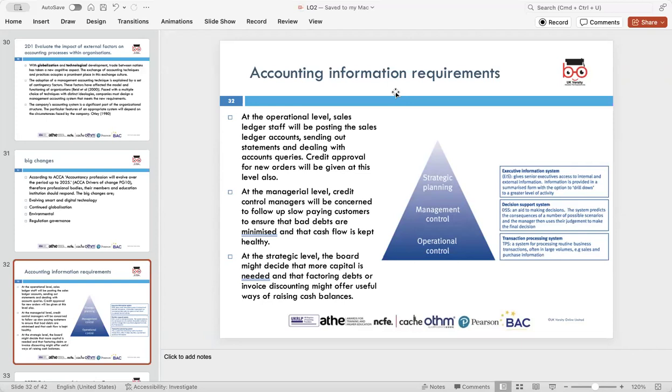At the managerial level, credit control is a crucial factor. The managers will be concerned about following up with clients who are sluggish to pay in order to ensure that bad debts are kept to a minimum and that cash flow is maintained in a healthy manner. At the strategic level, the board might come to the conclusion that additional money is required, and invoice discounting or factoring debts could be beneficial strategies to raise some cash.